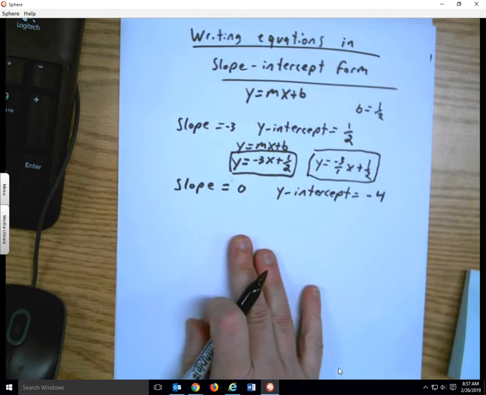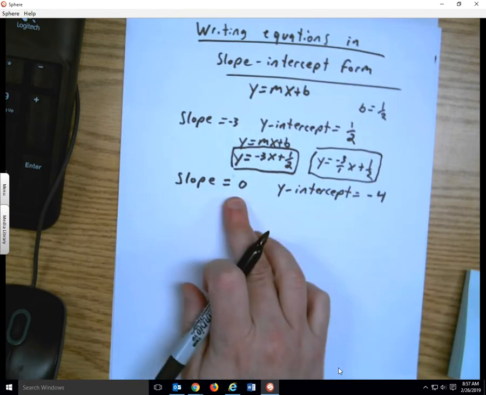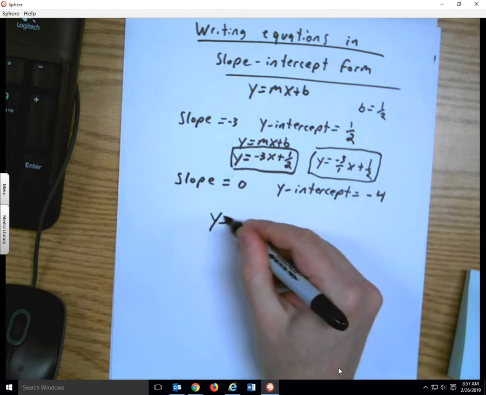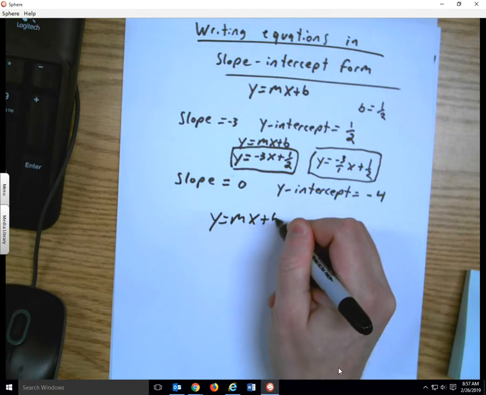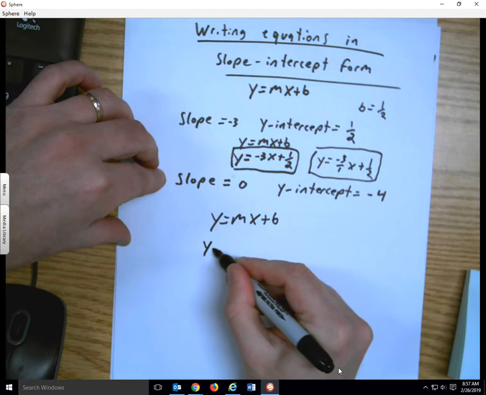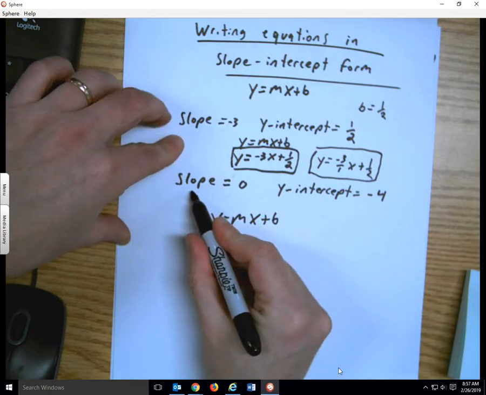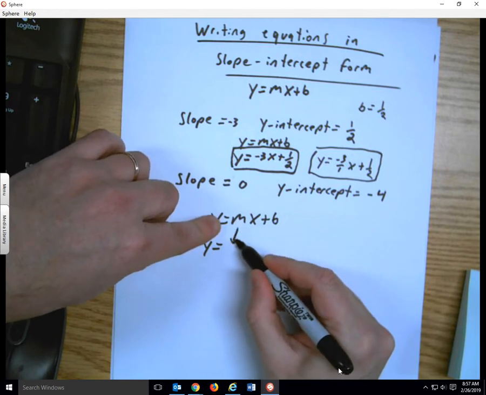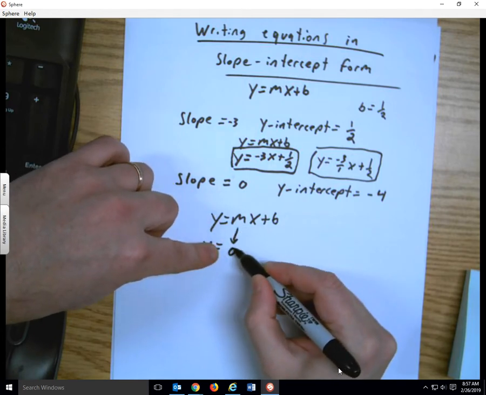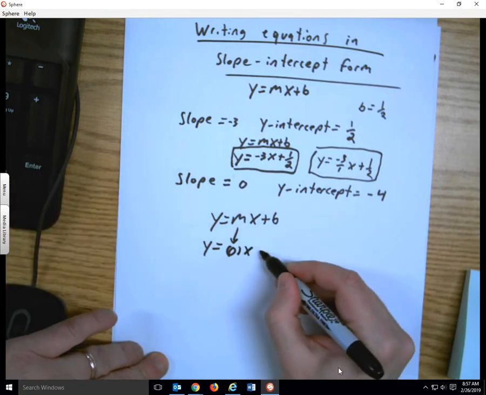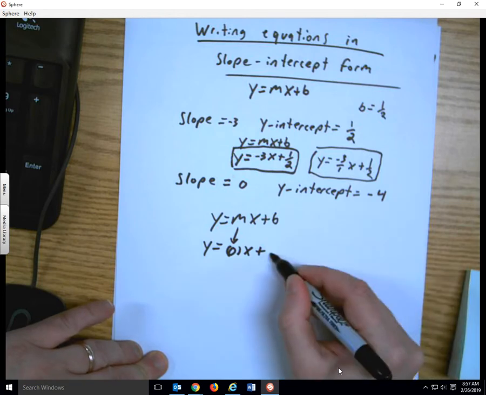So let's try this one. The slope is 0 and the y-intercept is -4. So we'll write y equals mx plus b, the slope-intercept form, just to remind us. It doesn't say the y is anything, we just leave it as a y. The m is slope, we substitute it for the slope, so it's 0. If it's 0, I don't need to write, well, here, let's write the 0. The x is the x. The b is a -4. So instead of a b, I'll write a -4.